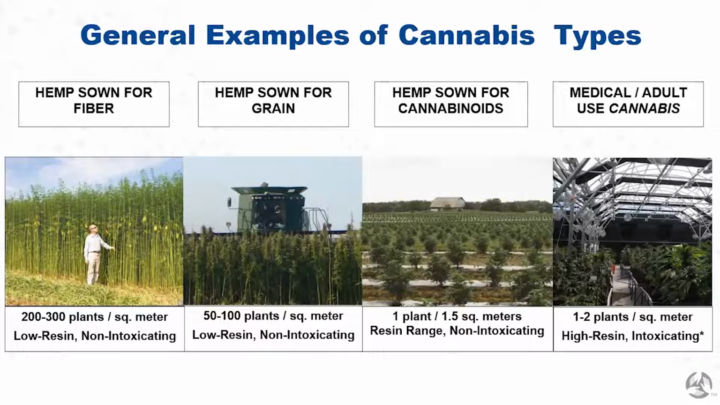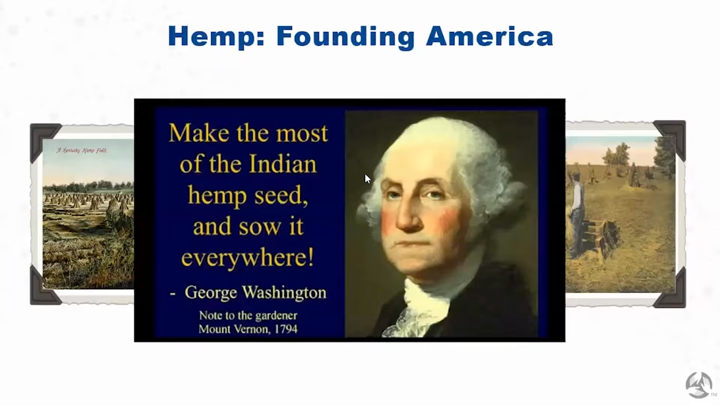Then we see in the United States how we grow hemp for cannabinoids, and it starts to look more like a horticultural operation. And certainly there aren't thousands of acres of hemp sown for extract. We see about one plant for every 1.5 square meters, non-intoxicating with various resin ranges. And then to your far right, you see a legal medical adult use cannabis grow in the state of Washington.